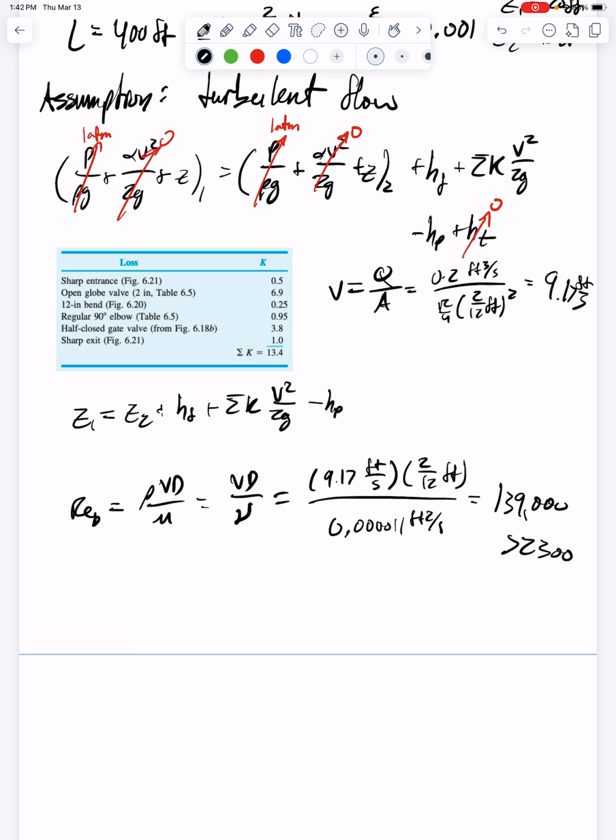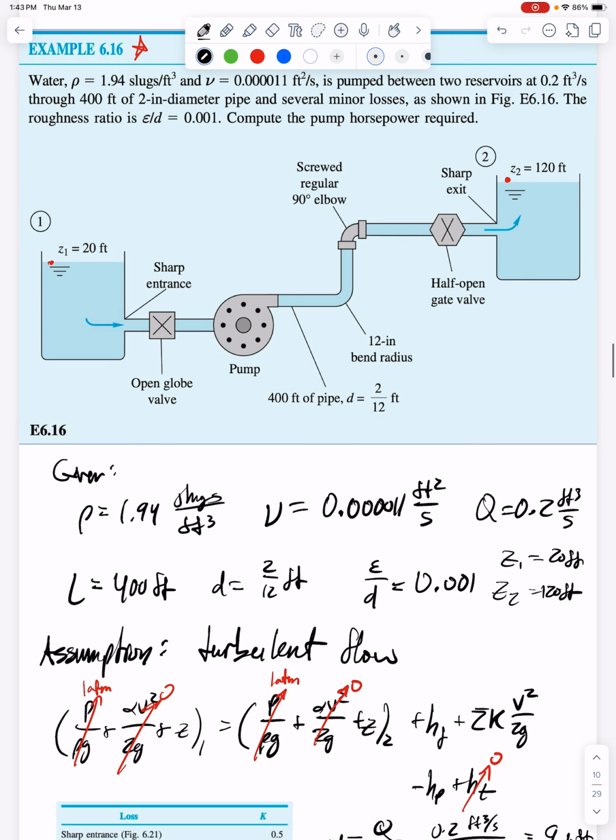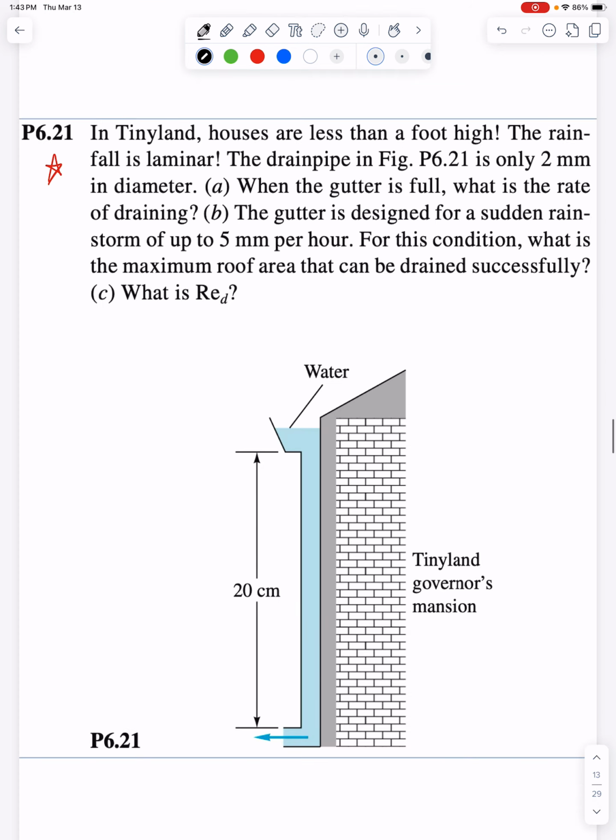Now, hf. Because our Reynolds number shows we're in a turbulent regime, for hf we have to use the general expression of f times L over d times velocity head. For f, we have one pi group, which is flow characteristics, and a second pi group, which is pipe characteristics, the roughness ratio of 0.001. Using the Moody chart, we can solve for f.